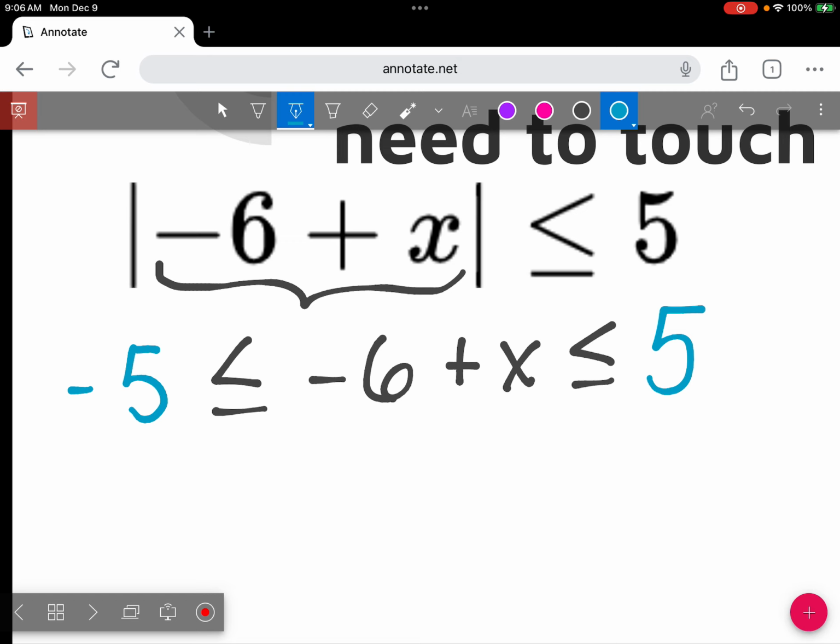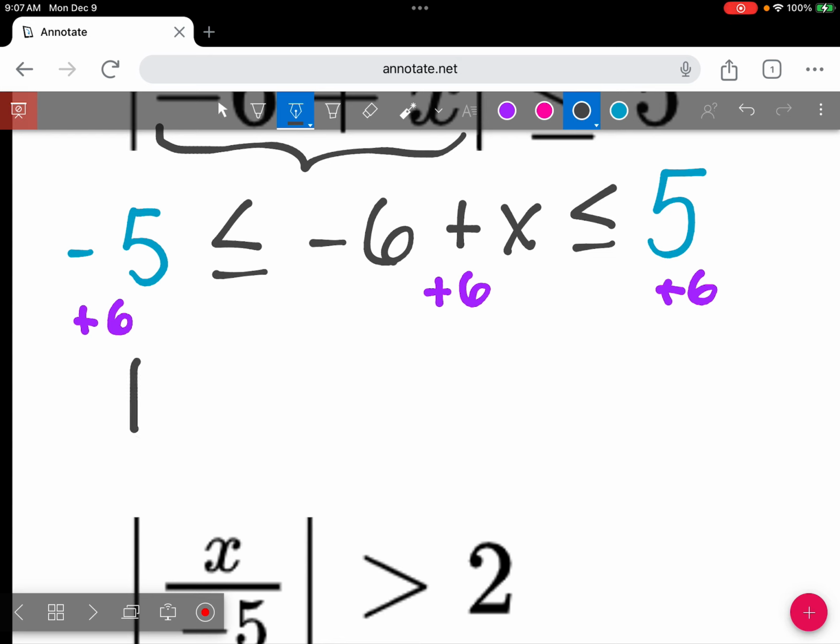You can absolutely set that up as two separate inequalities if you want to. Just be careful that when we put it in our interval notation, it's either where it overlaps or two separate ways. What can I do to get my x by itself here? Add 6. So if I need to add 6 to this middle piece, I need to add 6 over here and over here.